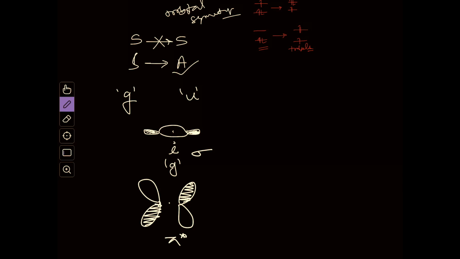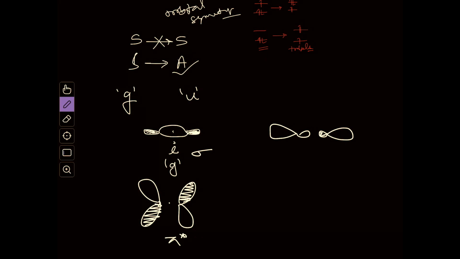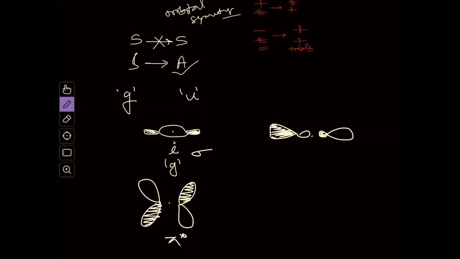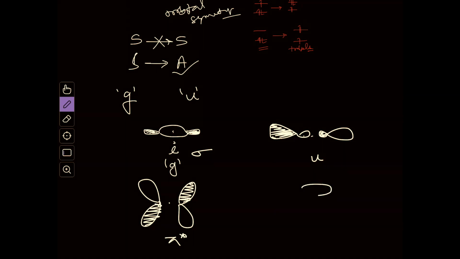Whereas if you now consider sigma star, in this case you can see you don't have point of inversion, because from this side you will get shaded point, whereas from this side you will get unshaded. So it is called Ungerade. Similarly, if you consider pi orbital, you can see the upper lobe is shaded but lower lobe is not shaded, and that's why it is also Ungerade. So sigma and pi star, they are Gerade, and pi and sigma star, they are Ungerade.